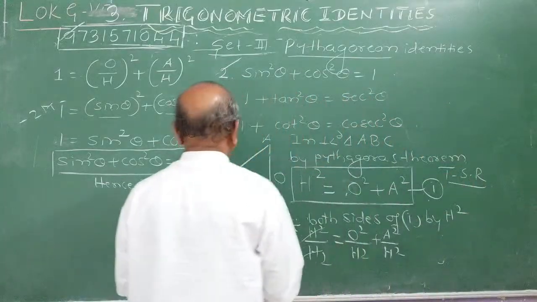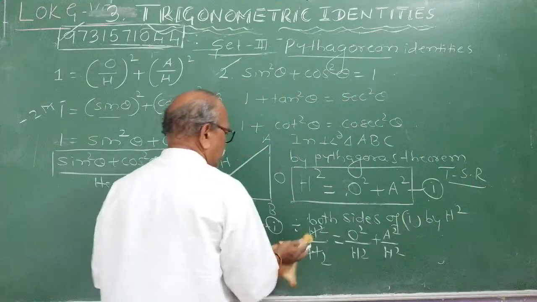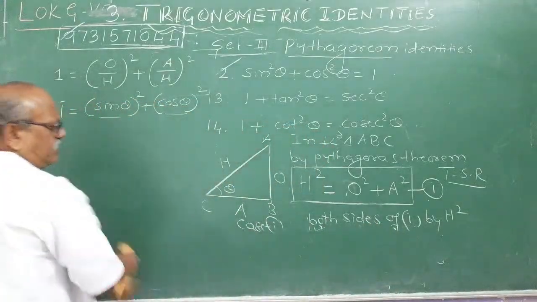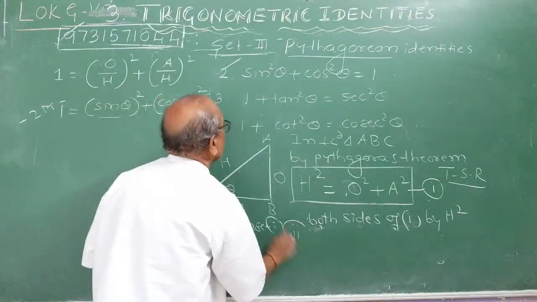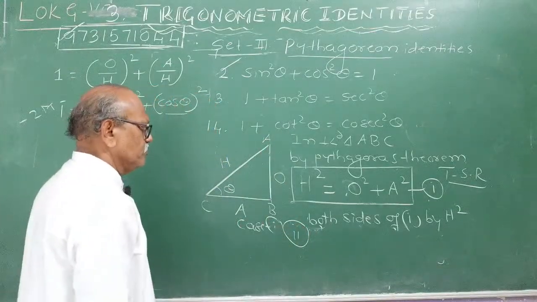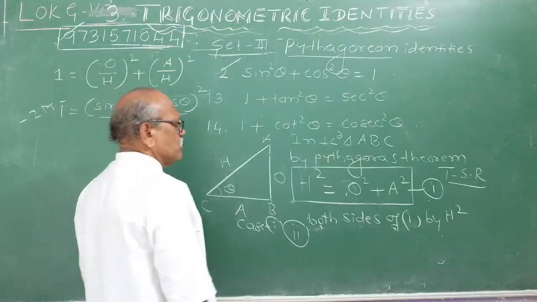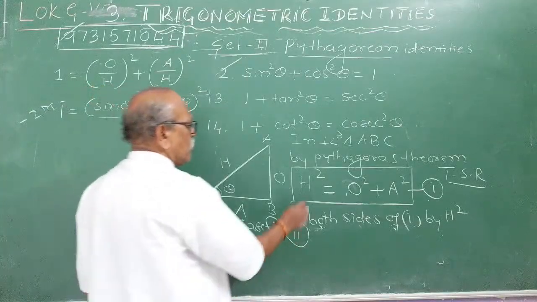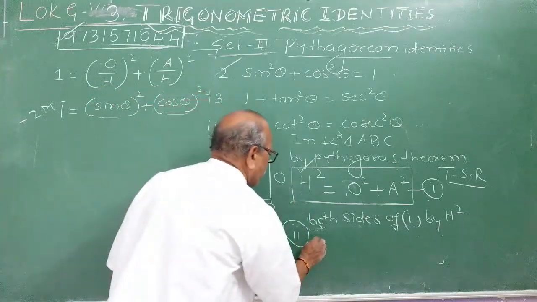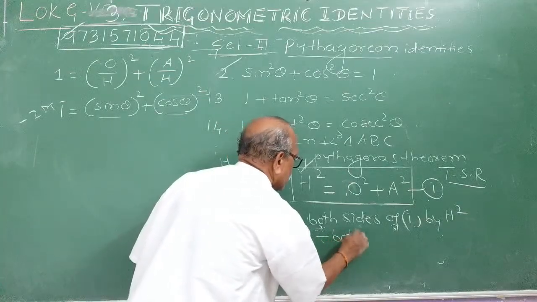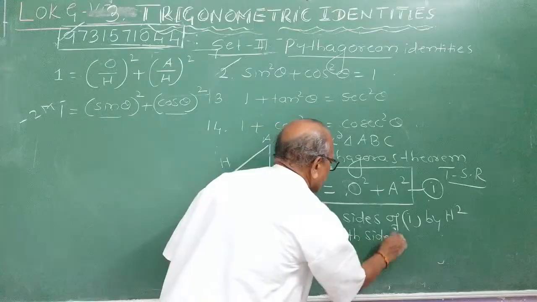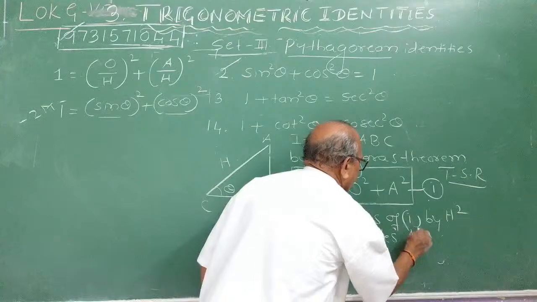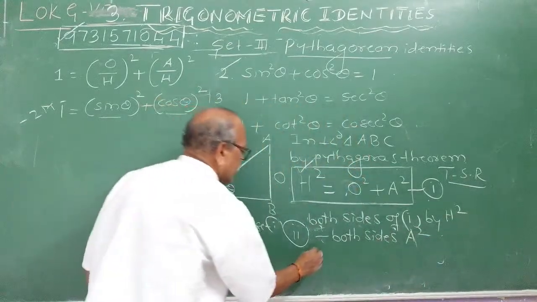Okay, fine. Next, second identity. Now, I will rub this. Now, I will take the same first equation. Now, you divide. Second case. We have to prove that 1 plus tan square theta. Now, you divide both sides by, already you divided by hypotenuse square, divide both sides by adjacent square. What do you get here?